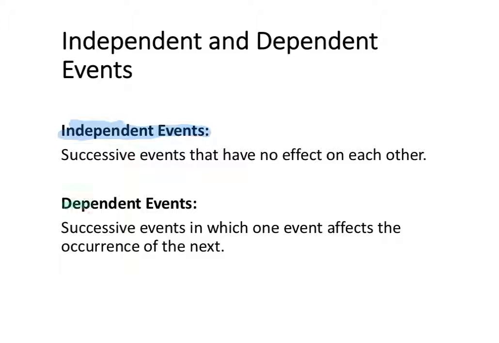Alternatively, two events could be dependent events. Now, this is where successive events will have an impact on each other. So event B will be dependent on what has happened in event A, and event A will impact what happens in event B. So let's have a look at some examples of independent and dependent events.